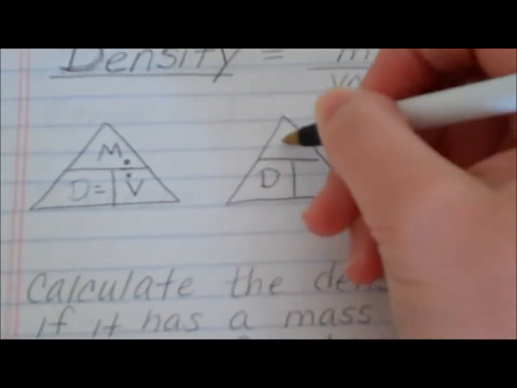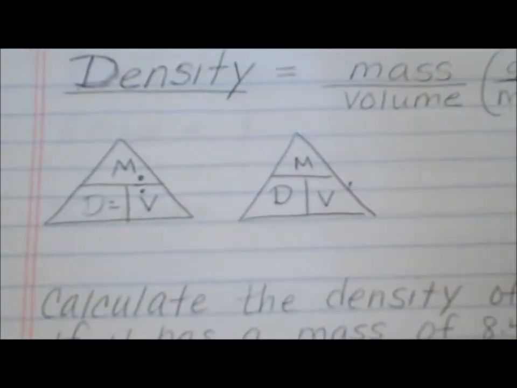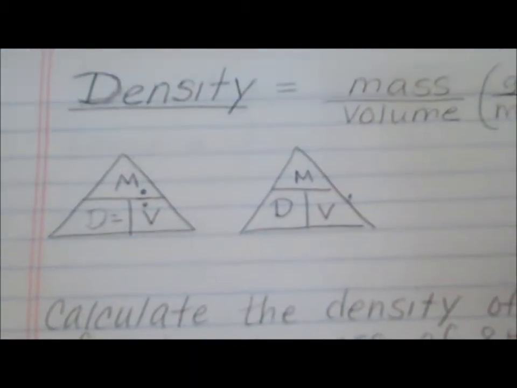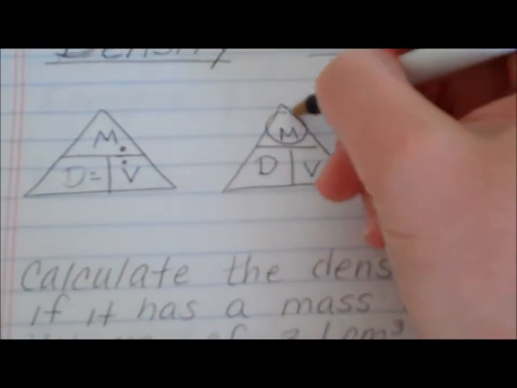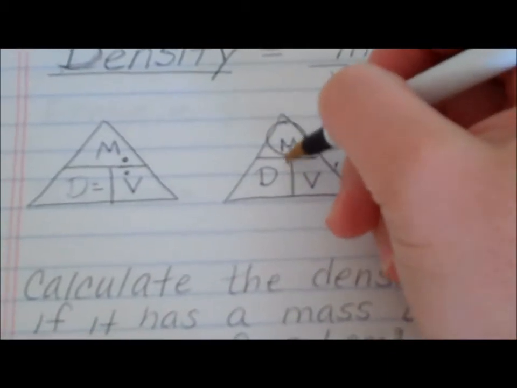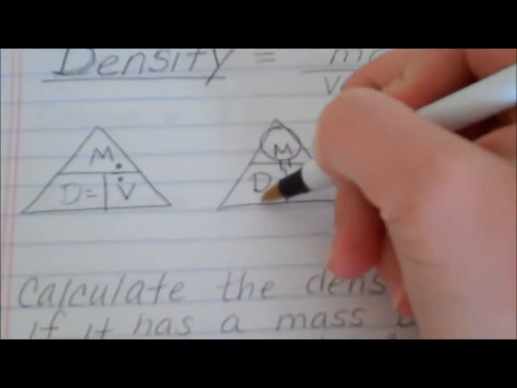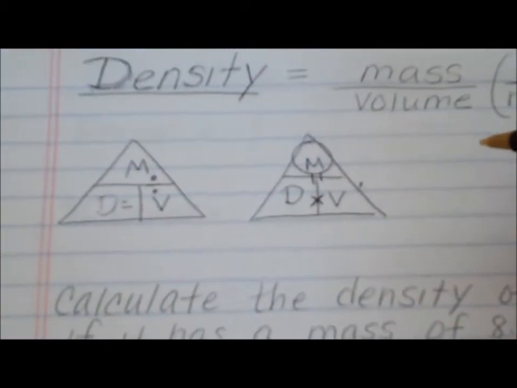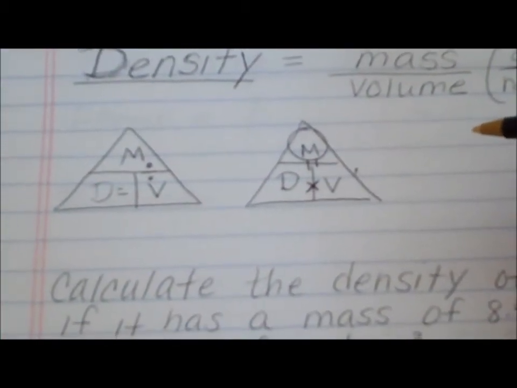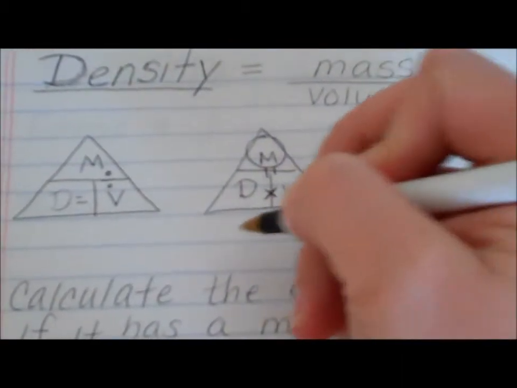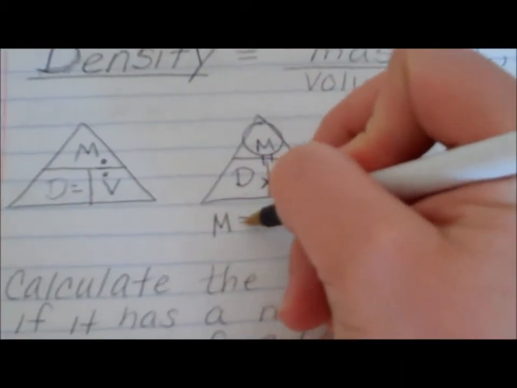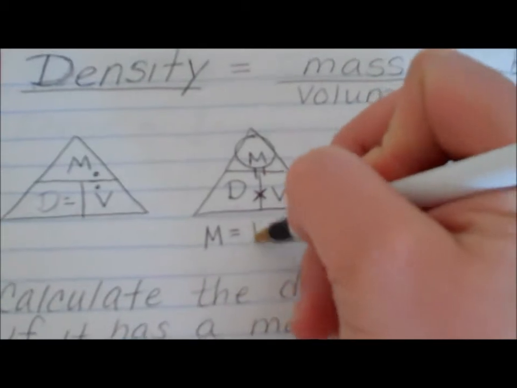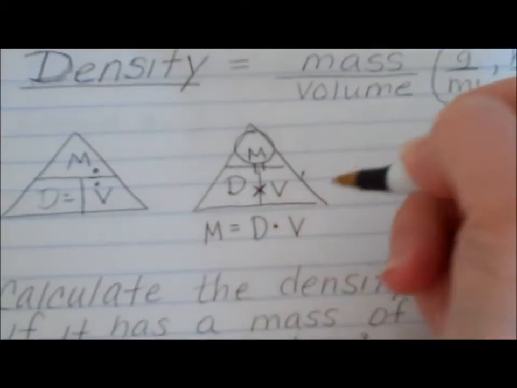So we still have our d, m, v. These values do not change. Now, if we're solving for mass, mass is going to be equal to density times volume. So when you have a straight line and you're solving for it, it's going to mean multiplication. So I'm going to write the equation down here. So mass is equal to density times volume.